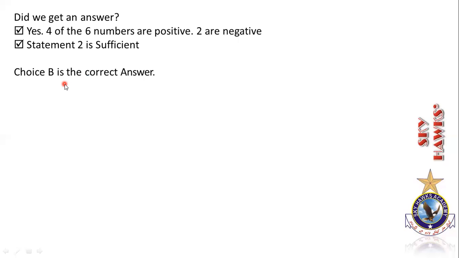Are you getting this choice? Yes, all those choices are the same for each data sufficiency question. The two statements are given. Choice A is the first statement alone is true. The second is correct. Both are correct. Neither of them is correct. So these are the four or five options. So choice B is the correct answer.